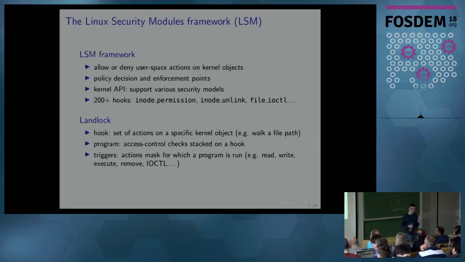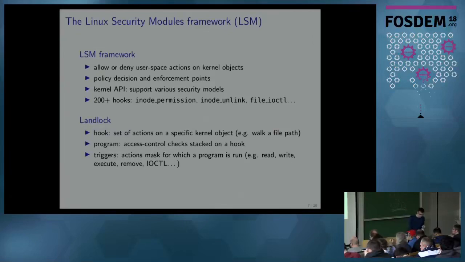For example, the idea of a hook in Landlock is to define a set of actions on specific kernel objects, like, for example, open a path, walk through a file path, or even open a network connection. So the programs are eBPF programs. Landlock programs are eBPF programs typed for Landlock. They are designed to check some access related to a specific Landlock hook. And triggers are a means to restrict the way, to only run this program when they are designed to be run. For example, to only check read, write, or IOCTL actions, and so on.